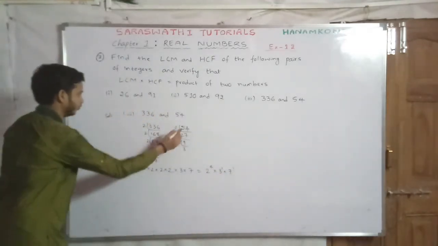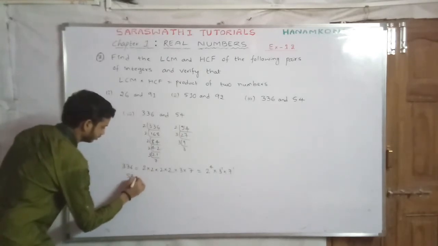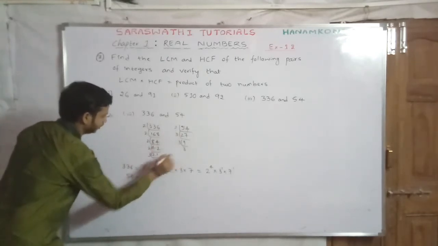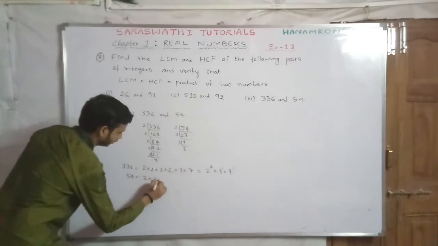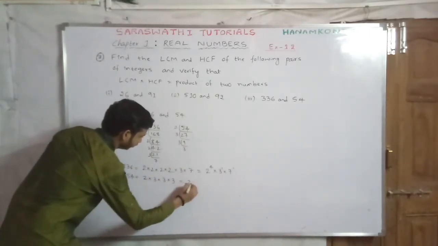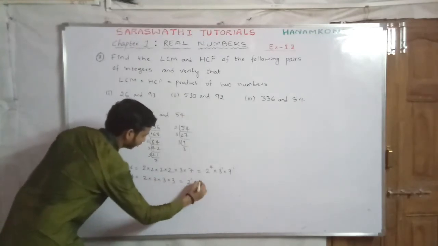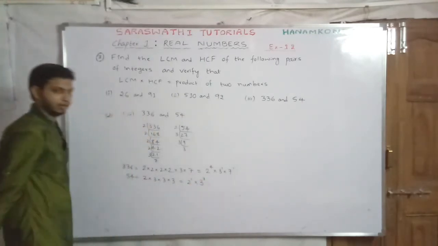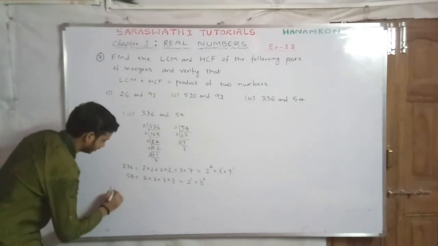Again, 54 can be written as 2 into 3 into 3 into 3. So 2 power 1 into, since 3 appears 3 times, 3 power 3. Okay, so now let us find the LCM.